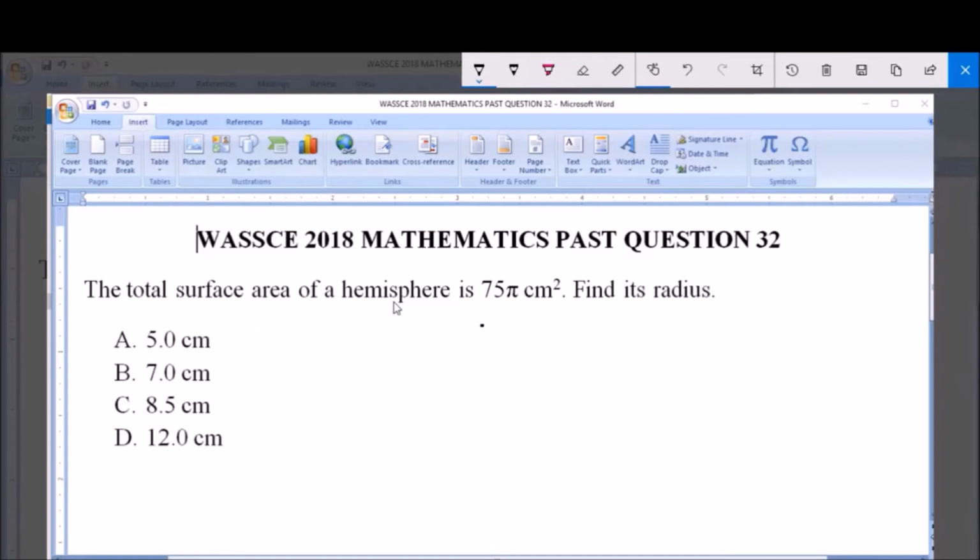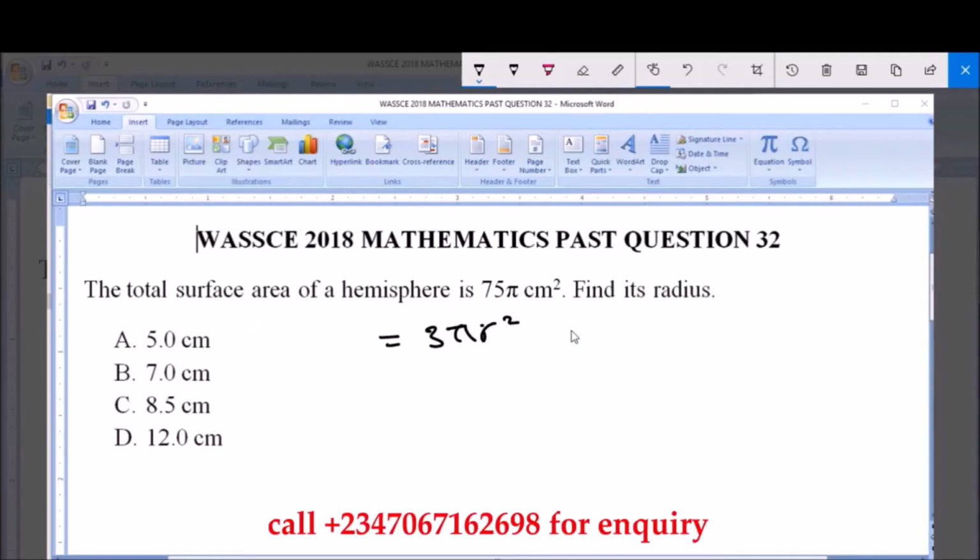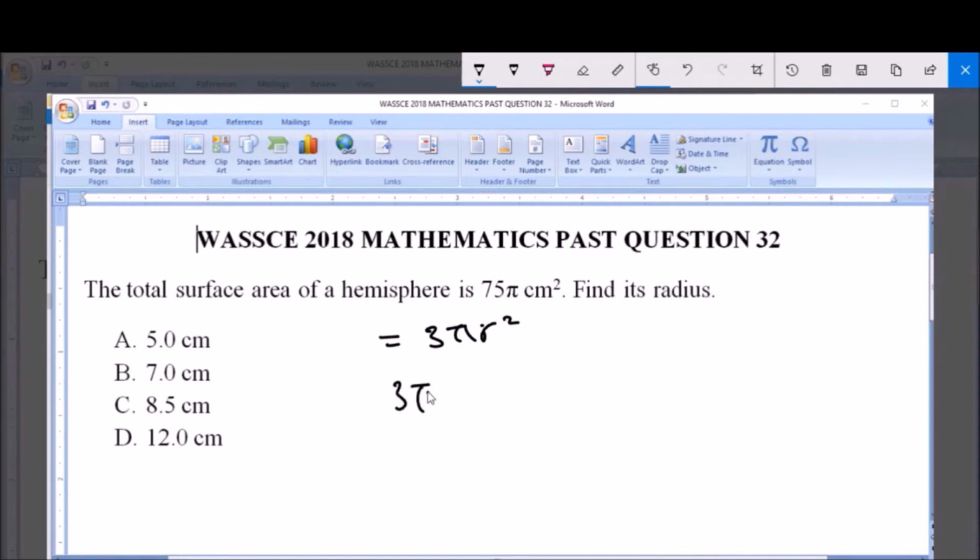Now the total surface area of a hemisphere is given as 3 pi r square. Now we are given that this total surface area of this hemisphere is 75 pi, meaning that 3 pi r square is equal to 75 pi centimeter square. Now from here we can cancel out this pi, and we can see 3 r square is equal to 75. Remember, we're looking for r.